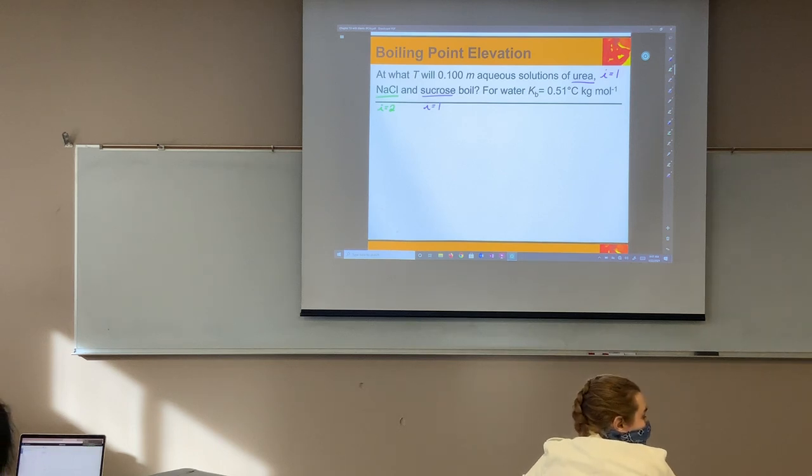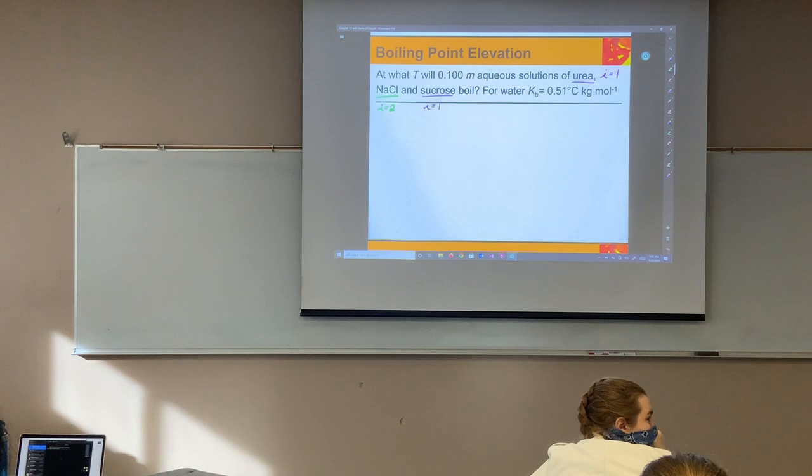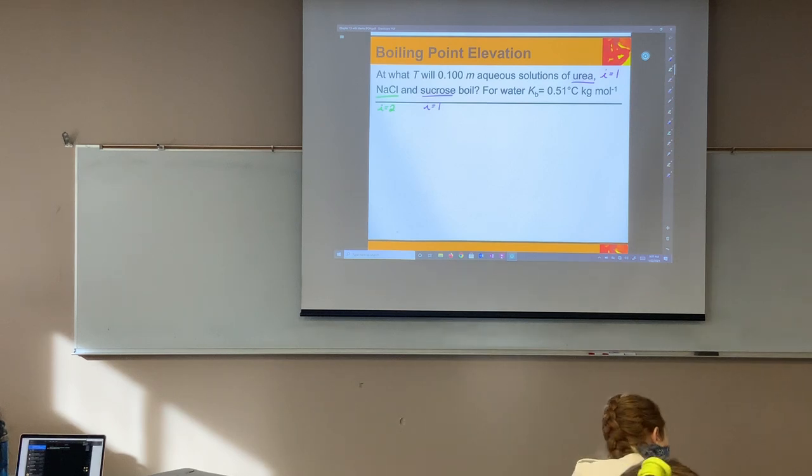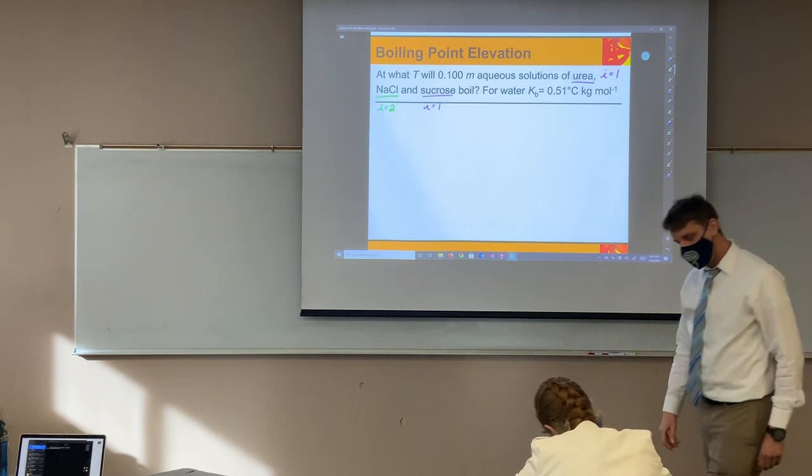We have three separate solutions all at the same altitude. Don't forget, with the temperature of boiling, the same thing we talked about previously: make sure to add that to the known boiling point. Remember, when you're talking about the freezing point, you lower the freezing point. When you're talking about a boiling point, you raise the boiling point. So right idea, but just change that to a plus.